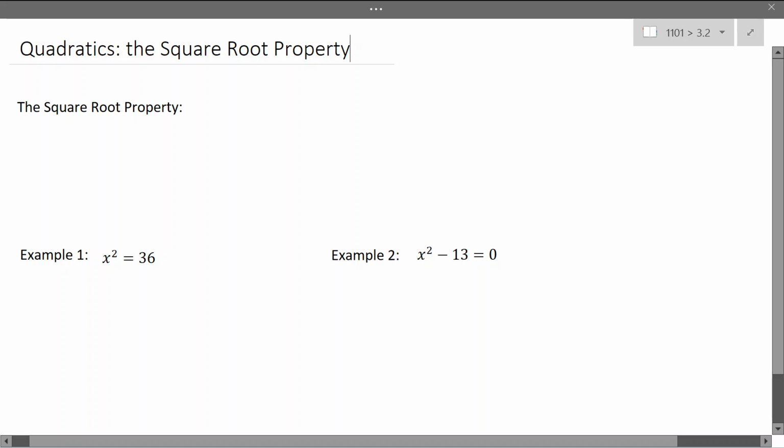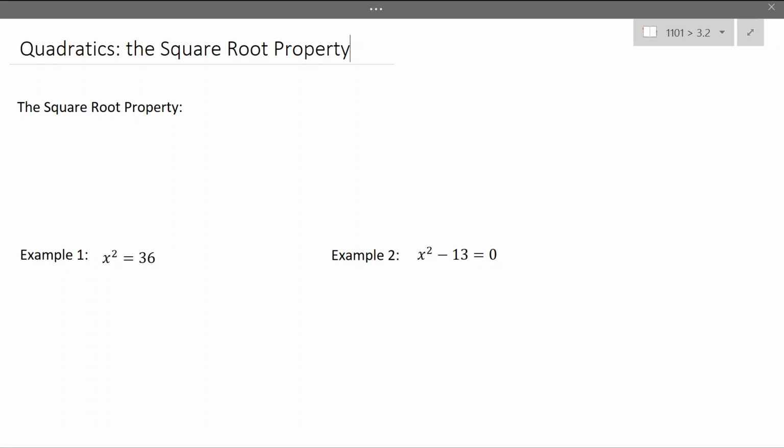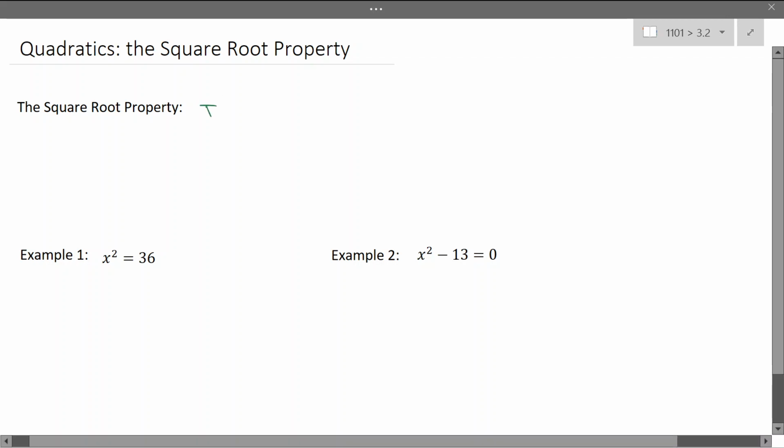In this video, we're going to be looking at solving a quadratic using the square root property. The square root property says that if x squared equals k, where k is a number, then x equals plus or minus the square root of k. So let's talk about why this is true.